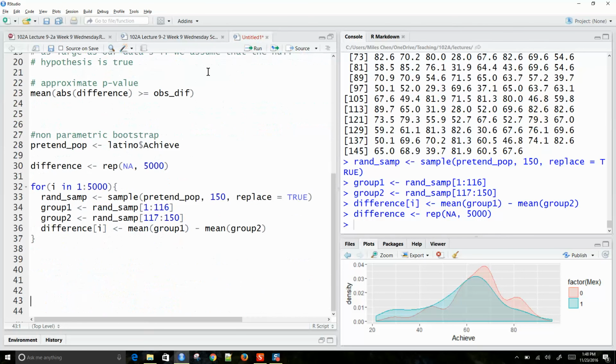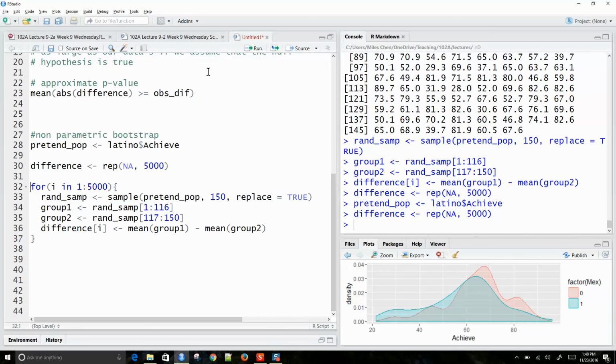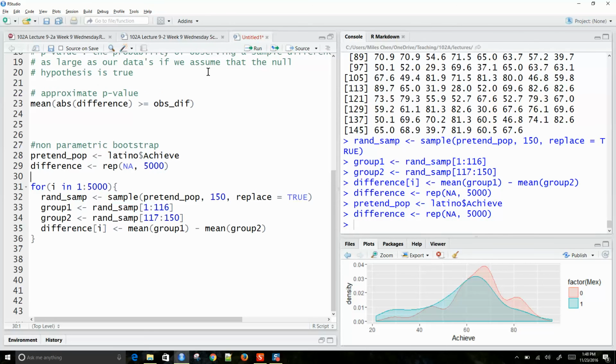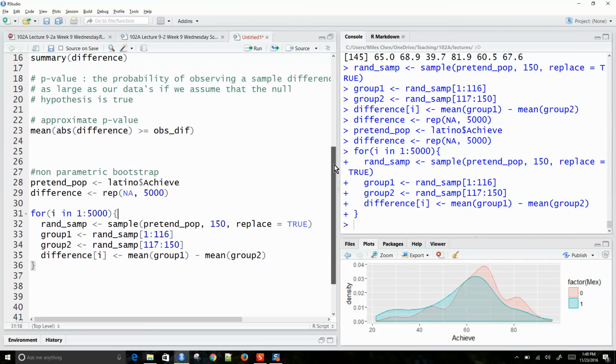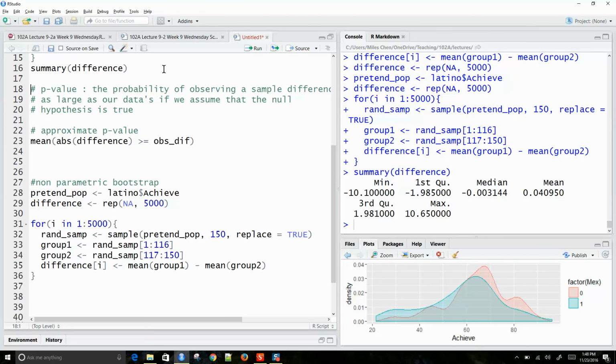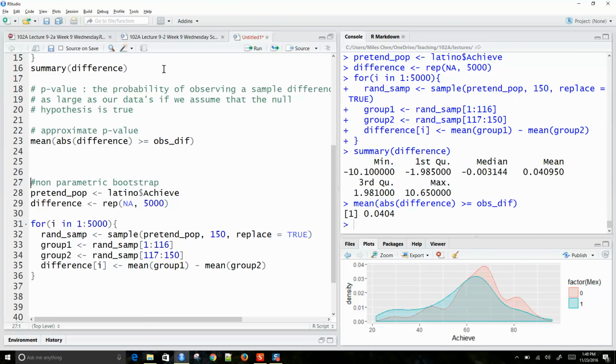Okay, so again, with non-parametric bootstrap, we're not making any assumptions about the population. We're just taking into account the fact that our sample was a random sample, therefore it should be representative of the population, okay? So our data is going to serve as our pretend population. We run through this, okay, and we get this, and then we can ask for a summary of the difference. Same thing here, and we can ask how often did we get differences as large as the one we observed, and this happened a little bit less, with a probability of around 4%, okay.